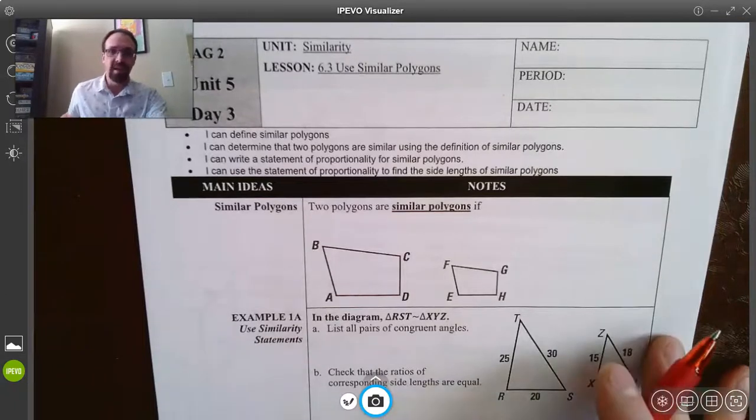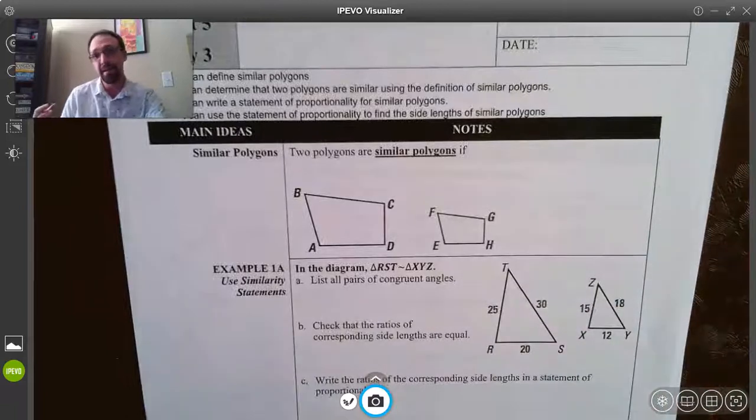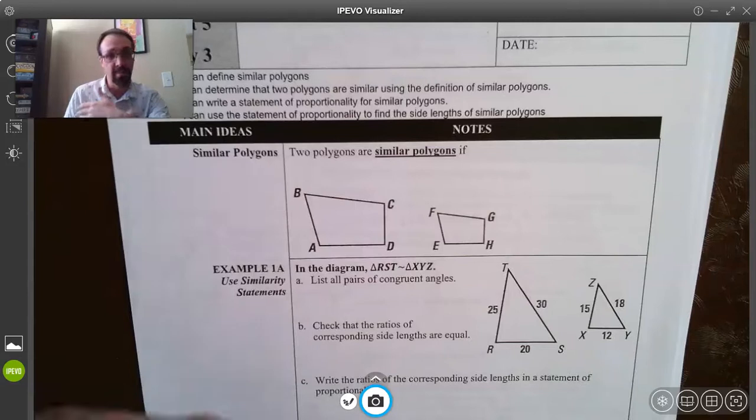For example, the idea of a similar polygon: for polygons to be similar, there are a lot of requirements that have to be met. Now, similar isn't the same as congruent. If I said that two things are congruent, they're exactly the same. Similar means that they're close, and we have to talk about how they're close.